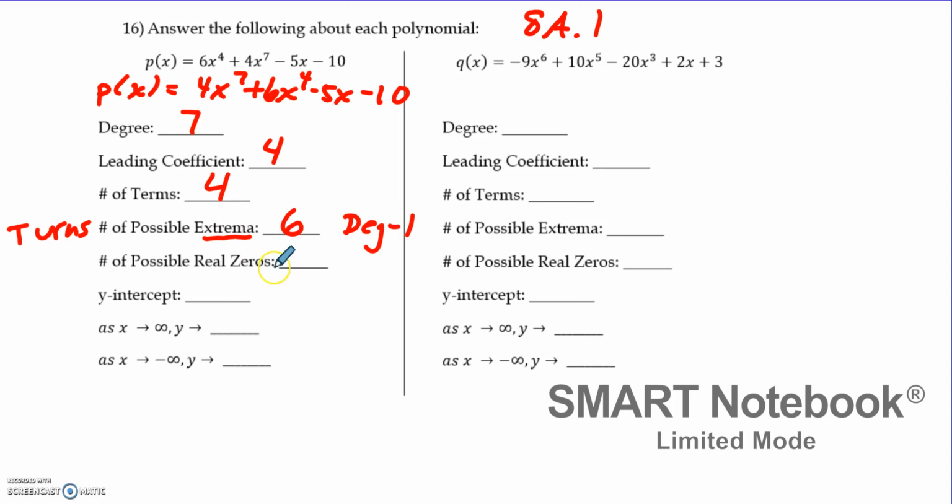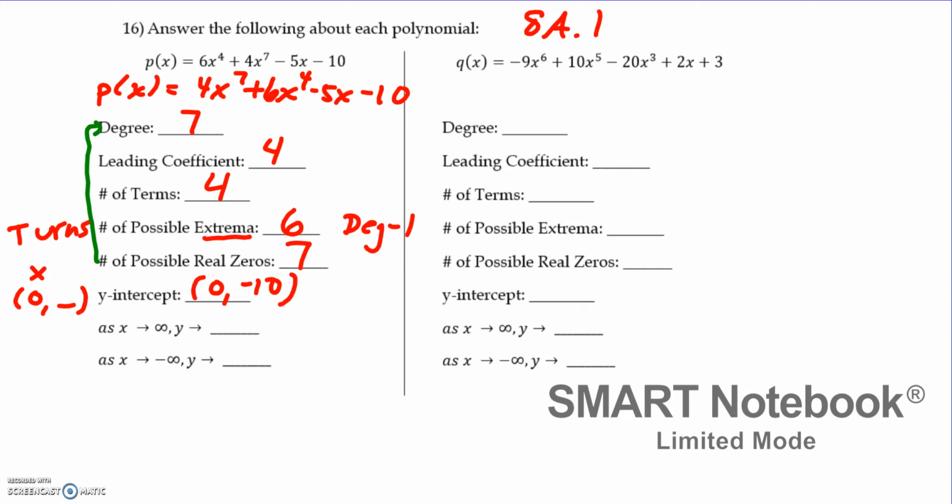The possible number of real zeros always matches the degree of the polynomial. The highest degree is always the possible number of zeros, so that would be 7 as well. The Y-intercept is when you find 0, something, which means you plug in 0 every time you see an x. And if you do that, this term becomes 0, this term becomes 0, this one becomes 0, and the only thing that's left is negative 10. So 0, negative 10 is my Y-intercept.